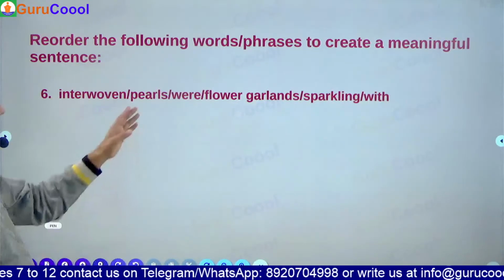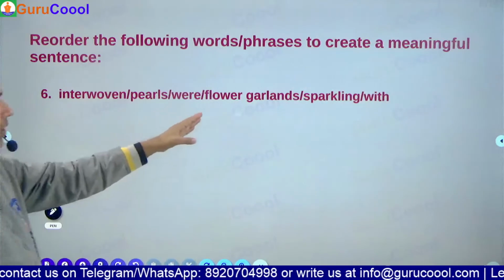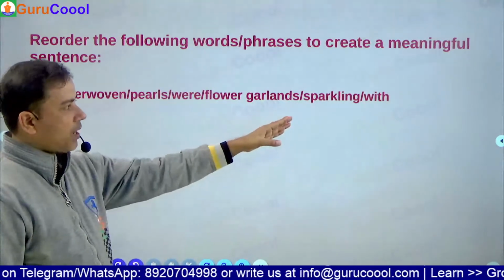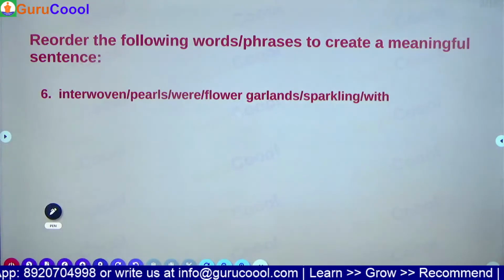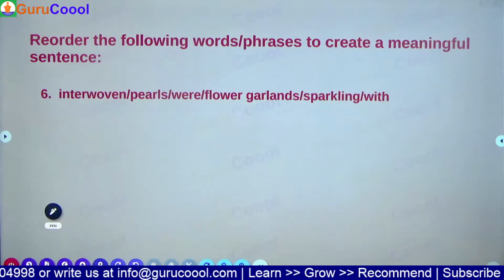Interwoven pearls were flower garlands sparkling with. So what is the meaning of interwoven and sparkling?